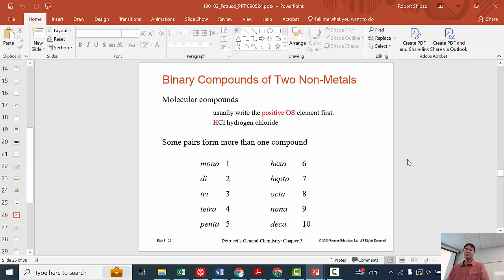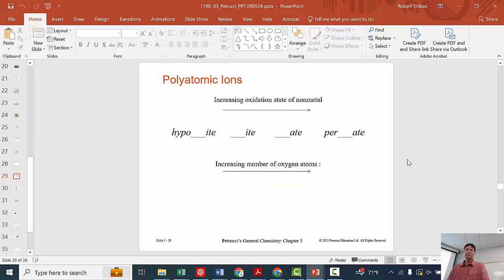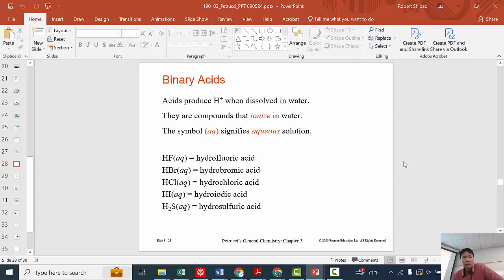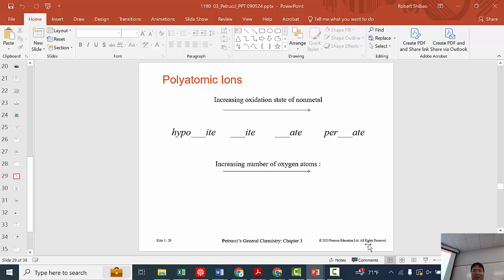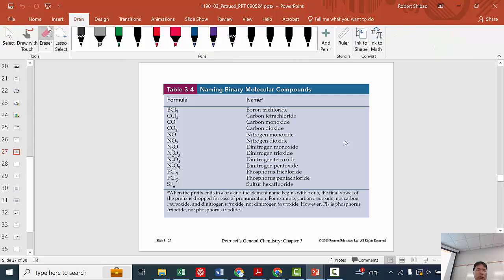A lot of chapter 3 is review of nomenclature, so I'll let you review this. The acids: I have a different naming system for the acids, for both polyatomic and monatomic. Here is the naming system that I use for acids.